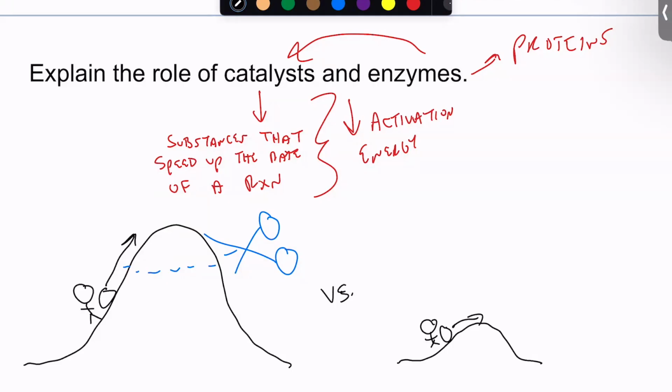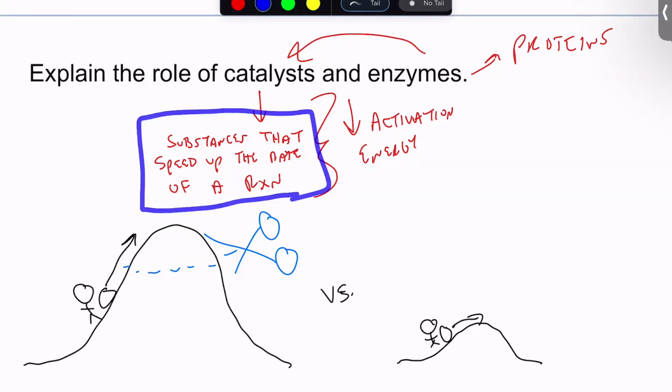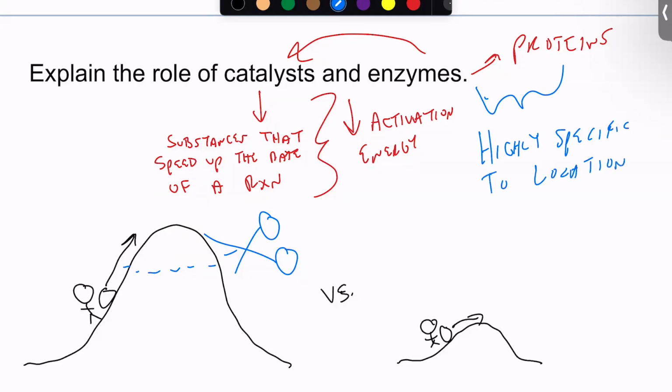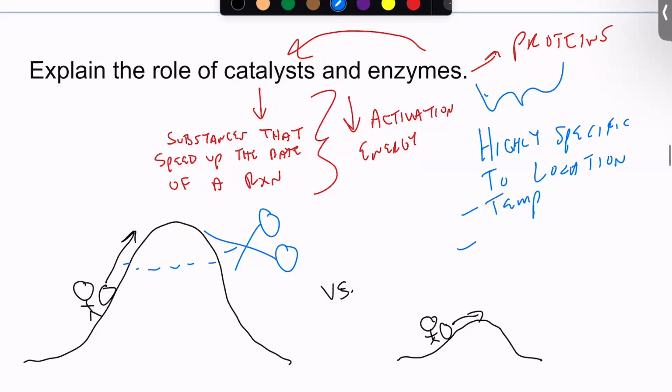So enzymes, catalysts, proteins, they're kind of all the same name for substances that speed up the rate of a reaction. And enzymes and proteins are highly, highly specific to location. So they need certain temperatures to work. They need a certain pH level to work. And so that's why some of the proteins in your neurons would die immediately in your stomach, because the pH is so low compared to the brain.